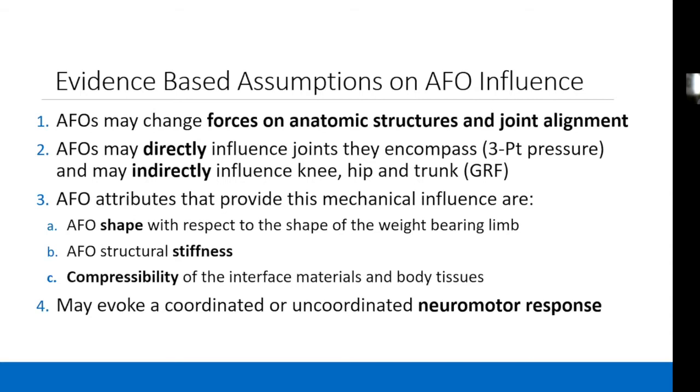AFO attributes are what provide this mechanical influence that AFOs can apply to the limb. This is a little bit of an outlier, but with respect to orthotic design, I think it's really essential to understand what attributes within the orthotic design provide that mechanical influence. And so for the purpose here, those attributes are defined by these three: AFO shape with respect to the shape of the weight-bearing limb, the AFO structural stiffness, and the compressibility of the orthosis materials that line the orthosis, in addition to the body tissues. Those three attributes are the main mechanical influences that we assume are involved in the orthotic design.